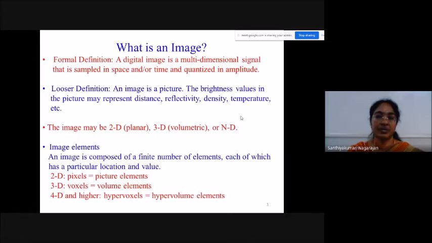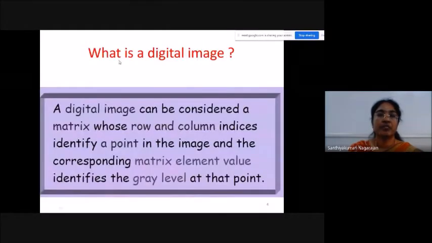Okay, in this slide we discuss that an image itself is a picture which is a collection of picture elements. It is a reflection of certain objects which you acquire or view in nature. Then what actually is a digital image? It can be considered as a matrix whose row and column indices identify a point in the image and the corresponding matrix element identifies the gray level at that point.